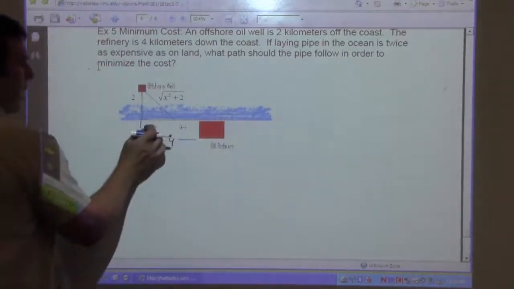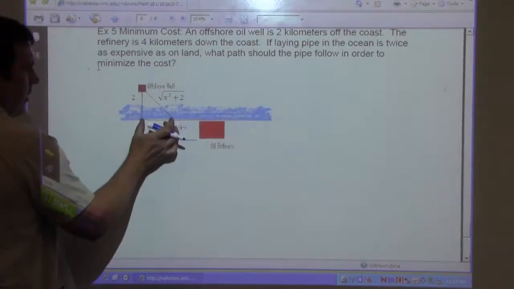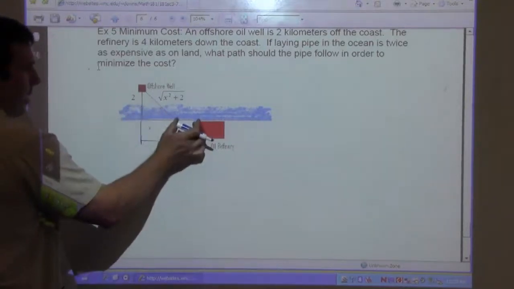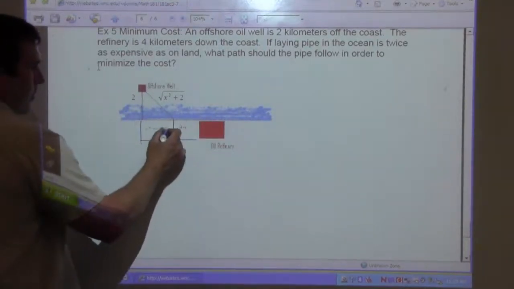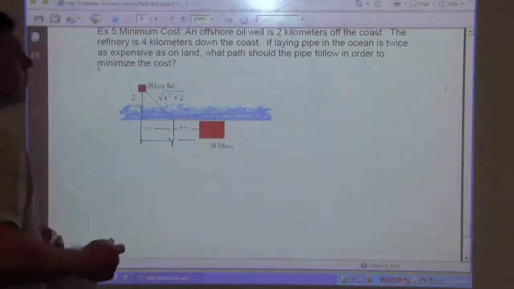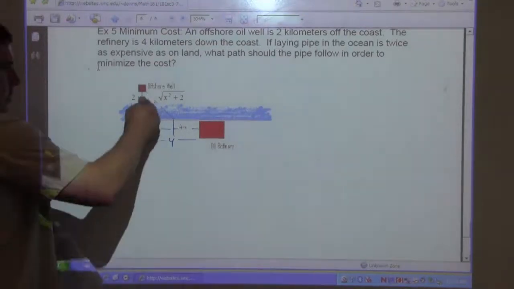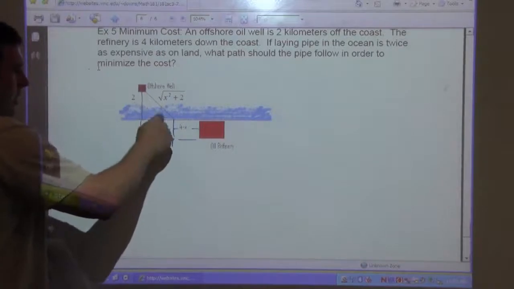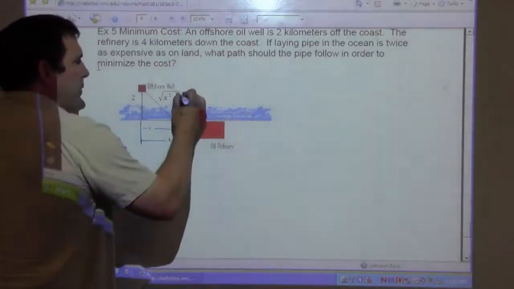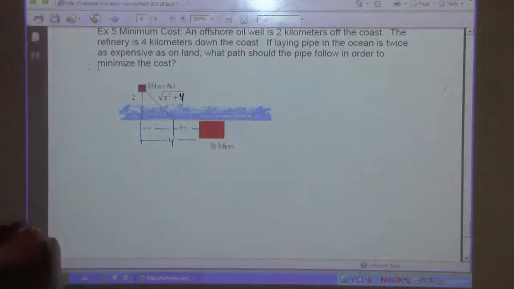And that's why if this part is x of this triangle, this is 4 minus x. If laying pipe in the ocean is twice as expensive as on land, what path should the pipe follow in order to minimize the cost? So this rectangle, this is 2, this is x, so this should be the square root of x squared plus 4, not 2. There's a typo there.